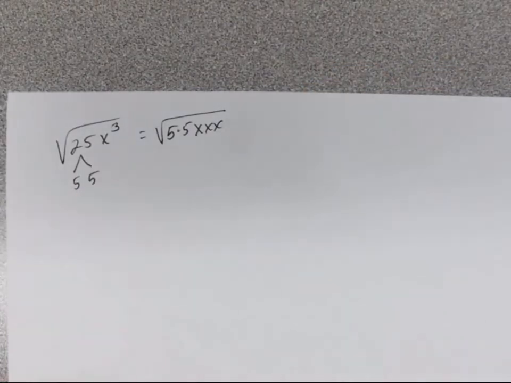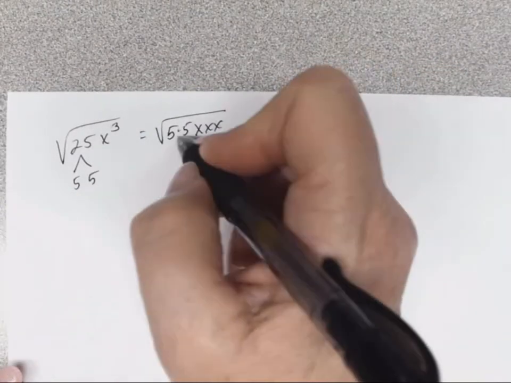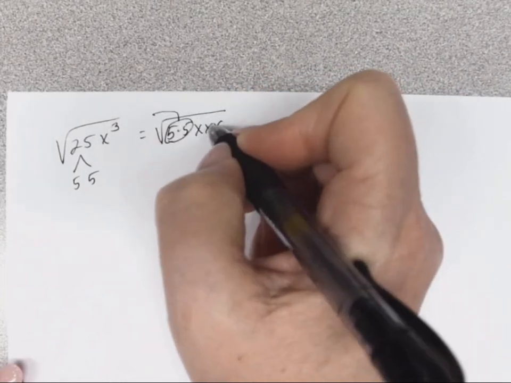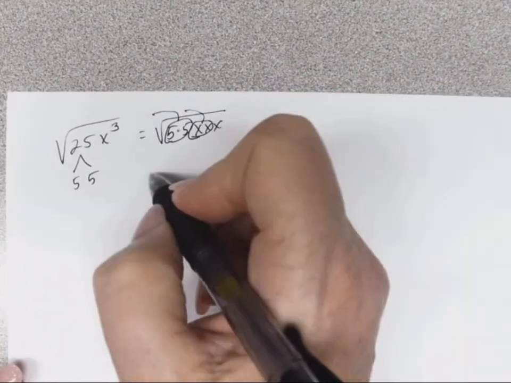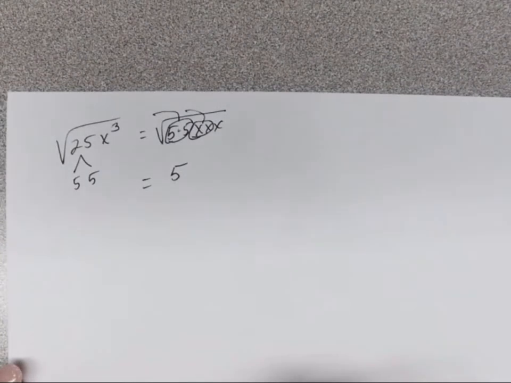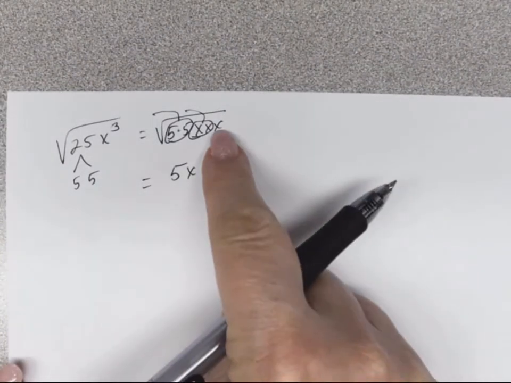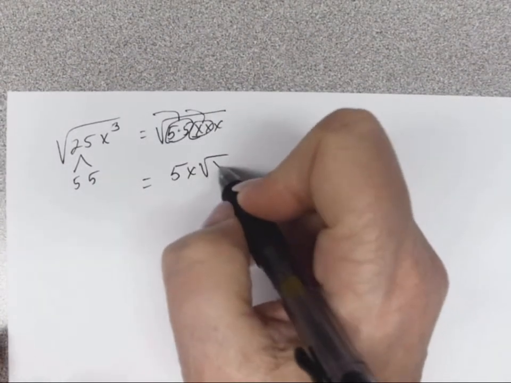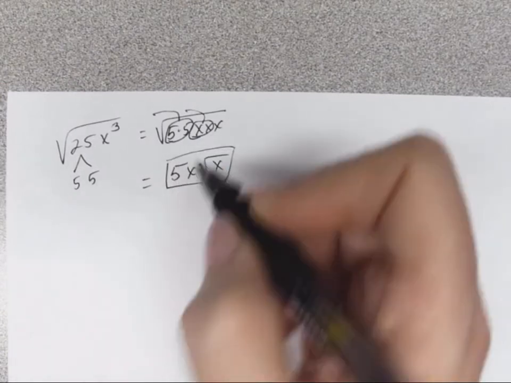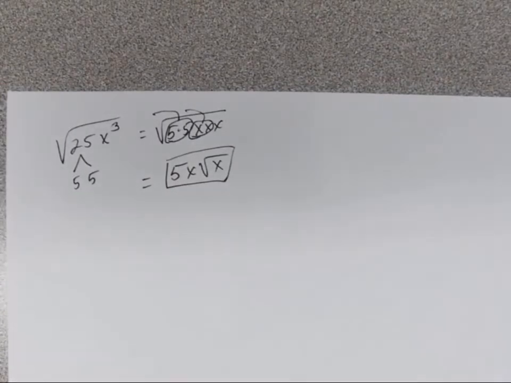In this case, I'm looking for groups of 2 because it's a square root. So there's 1, and here's a group of 2 x's. So it'll get me a 5 on the outside, an x on the outside, and there's 1 left over, so that x will be on the inside. And that would be my final answer.